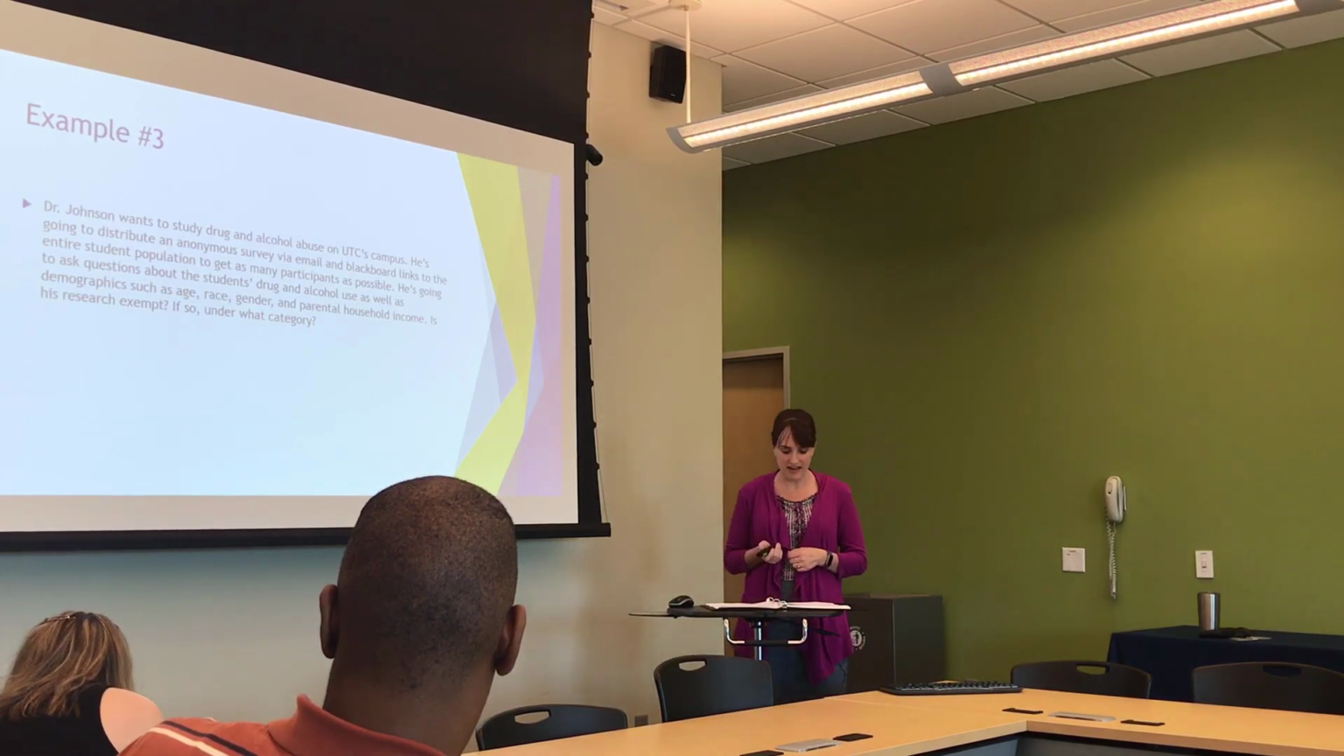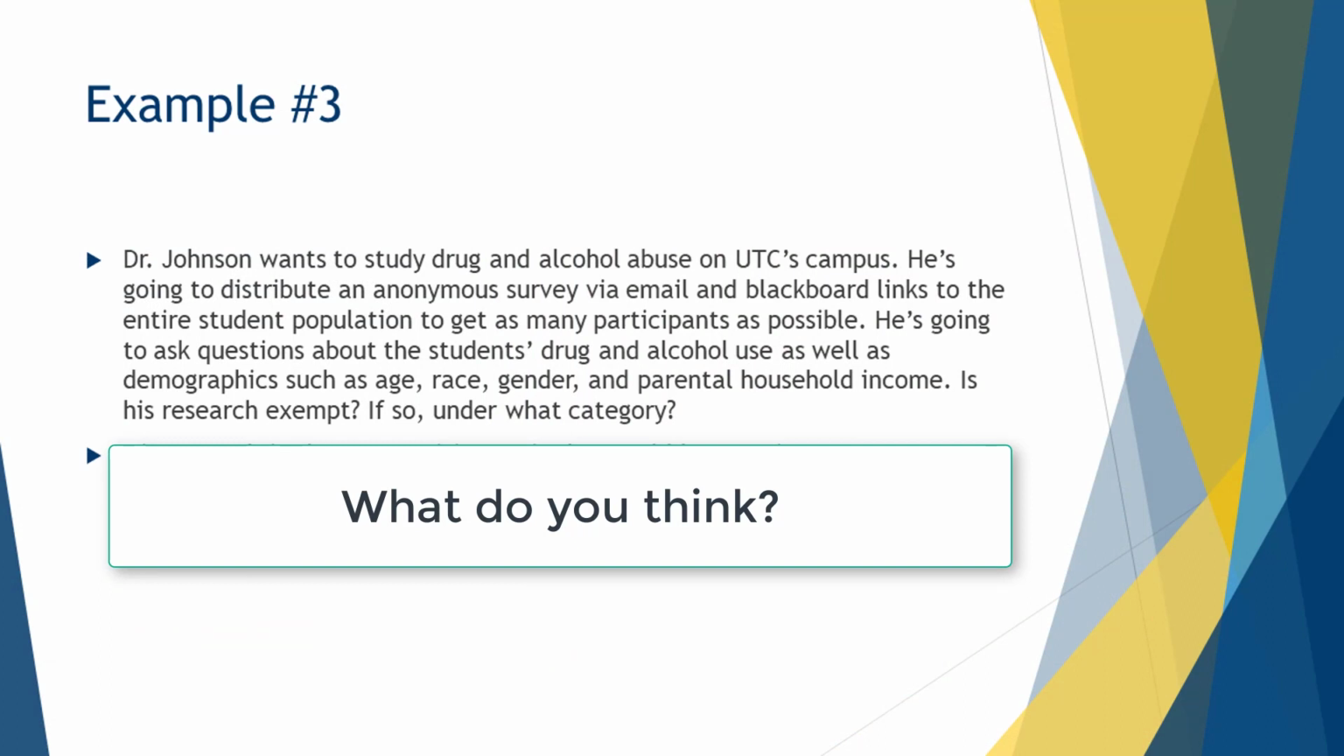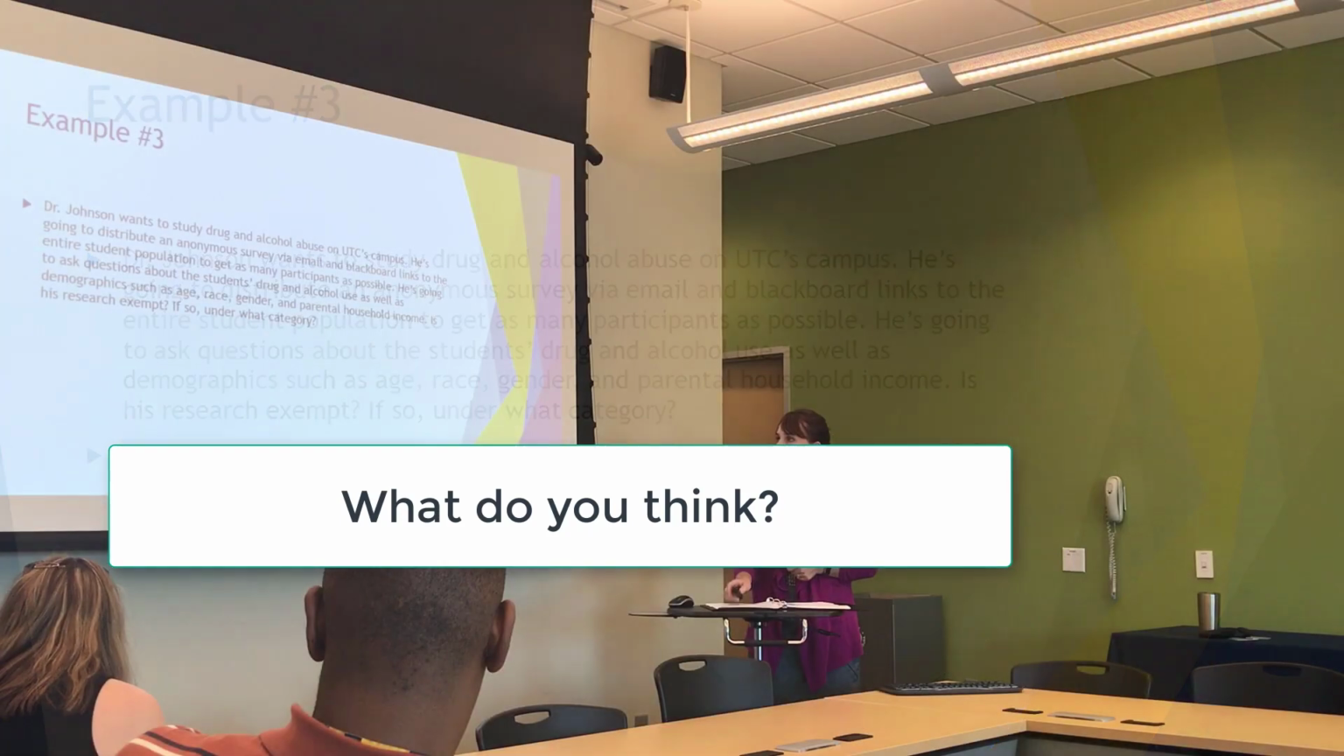So, for this example, Dr. Johnson wants to study drug and alcohol abuse on UTC's campus. He's going to distribute an anonymous survey via email and Blackboard links to the entire student population to get as many participants as possible. He's going to ask questions about the students' drug and alcohol use, as well as demographics such as age, race, gender, and parental household income. Is his research exempt? And if so, under what category would it be exempt?